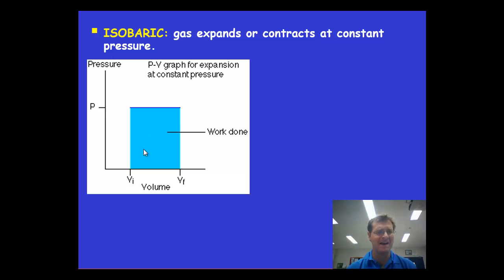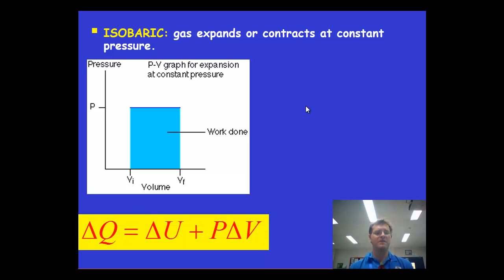Now notice that there's an area which is identified as work done. So let me just explain that. What we're going to find out in a second is that our idea about the conservation of energy can be updated in this situation to show that the amount of heat transferred is going to be equal to the change in internal energy plus the pressure times the change in volume. Now that pressure times the change in volume is replacing the work done. So let me explain that.